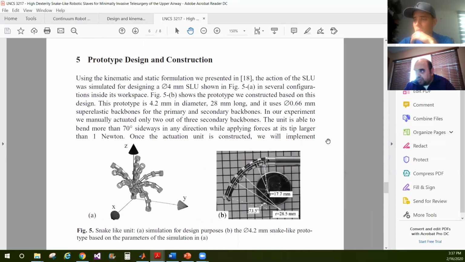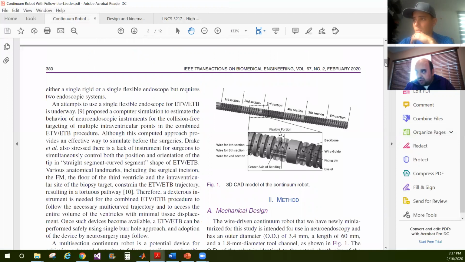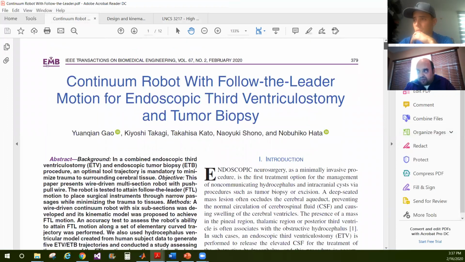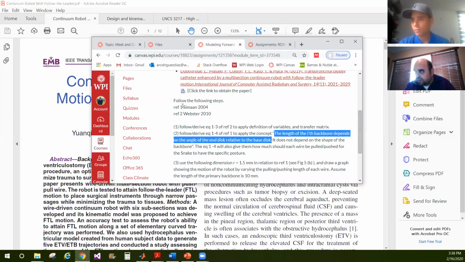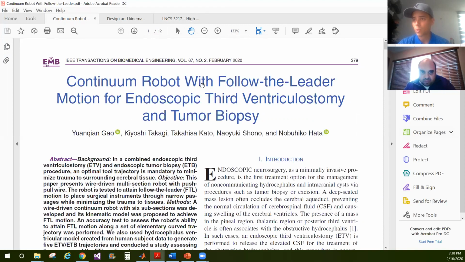So the continuum robot with follow the leader motion, I think that's the one which is the other reference. The first reference was design and kinematic modeling, which is the Webster one. The continuum robot with follow the leader, that's the official robot we should be modeling, but reference 1 is Seaman, and Seaman is not on the continuum robot file.